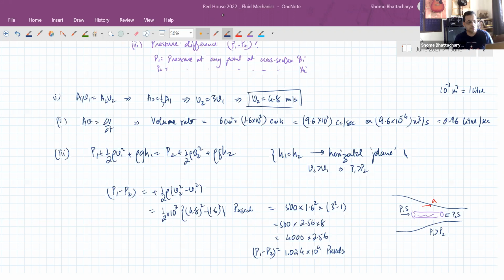Okay. So you can also convert it to atmospheres, but we'll just leave it here as 1.024 into 10 raised to 4 pascals. So something in the order of magnitude of about 0.1 atmospheres. That's the pressure difference that is created because of the flow of the liquid like this. Okay.